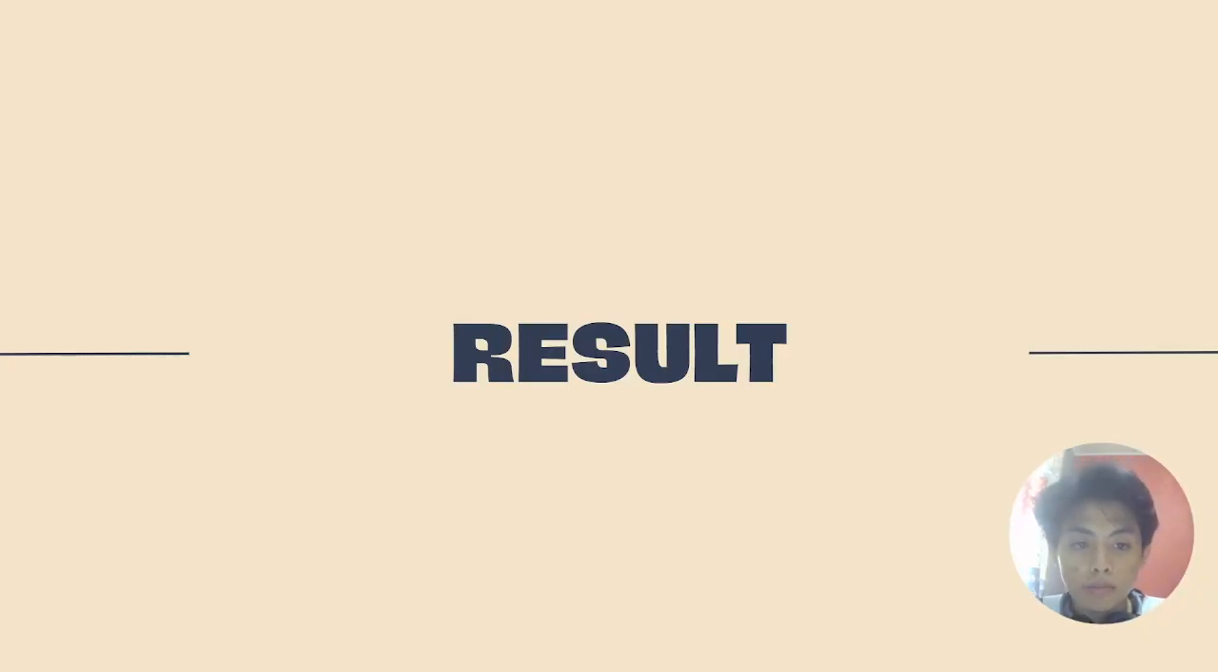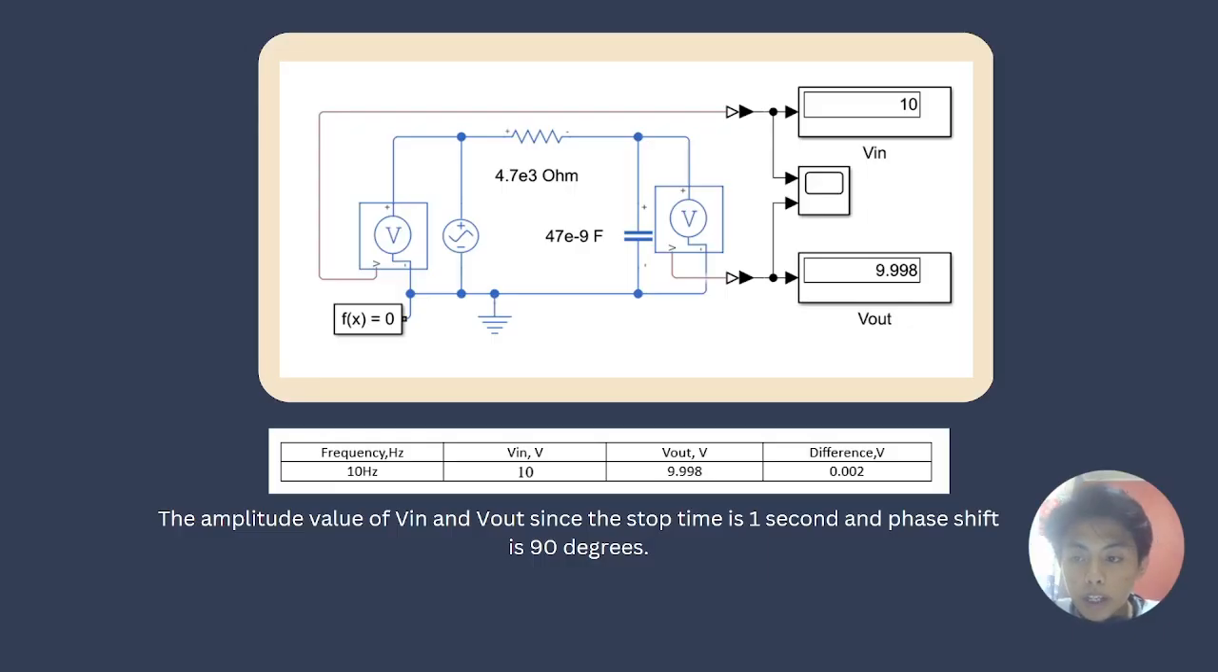Let's continue to the lab result for the lab project. By testing different values of V, which are 10 and 30, with the same frequency of 10 Hz, we can see the values for V in and V out. We get the value for V out as 9.998, with a difference of 0.002. This is the amplitude of V in and V out since the stop time is 1 second and the phase is 90 degrees.